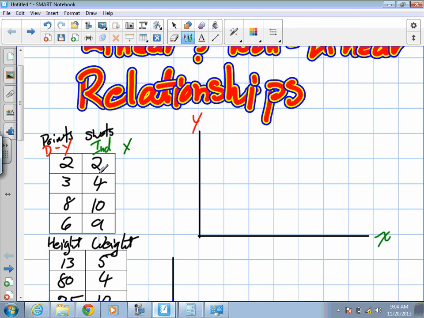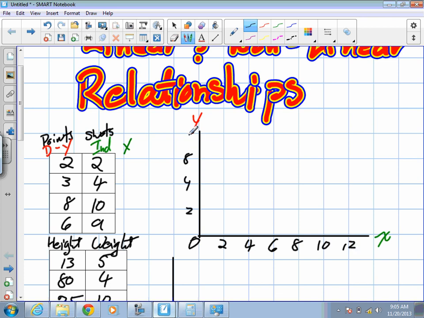Our lowest number is 2, our highest one's 10, so we go 2, 4, 6, 8, 10. That works out great. And same idea, 2 and 8, 2, 4, 6, 8. Great, so we'll go by 2s. Okay, so here's our 0, 2, 4, 6, 8, 10, 12, 2, 4, 6. That's not 6. There you go. 8. Great. So let's plot these points.